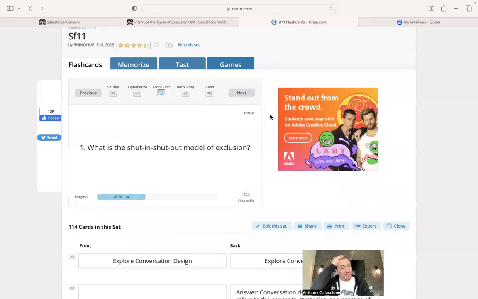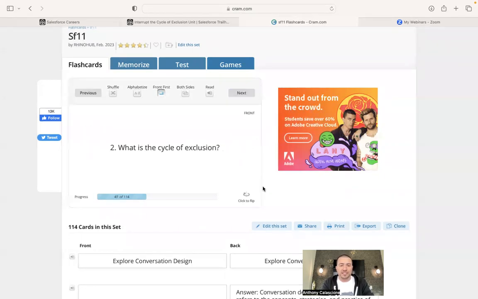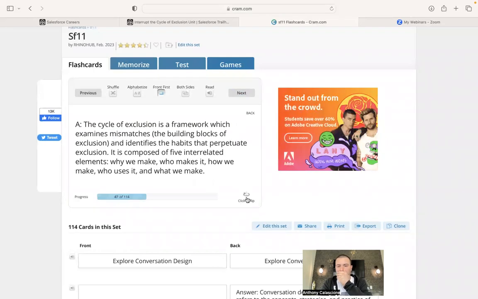What is the shut-in, shut-out model of exclusion? It is a centuries-old model of exclusion which leads to a fixed way of thinking about inclusion. It is represented by a closed circle with the in group inside the circle and the excluded group on the outside. What is the cycle of exclusion?